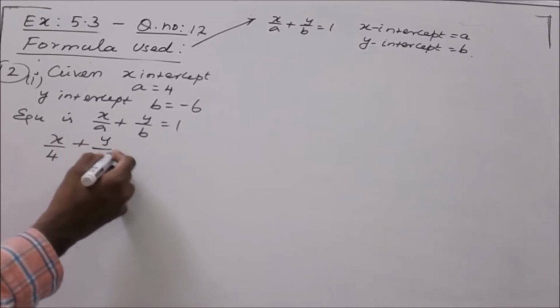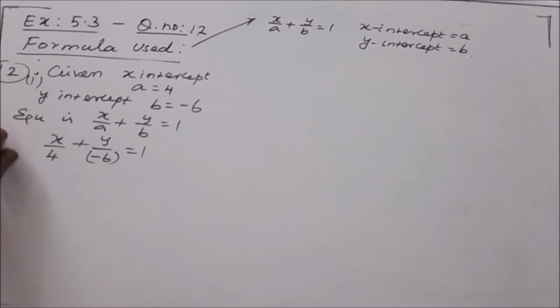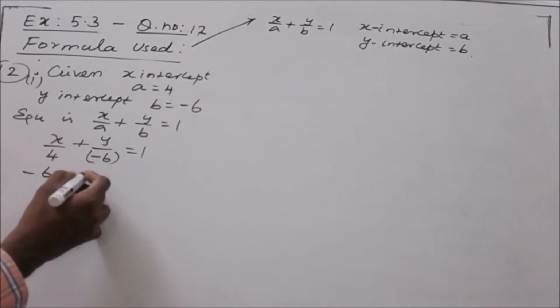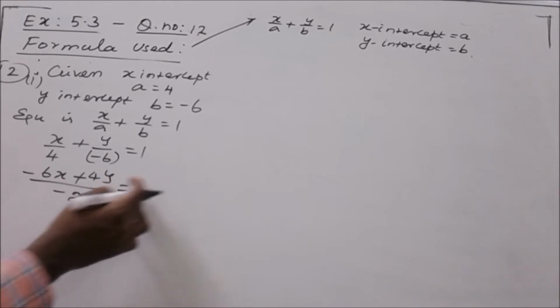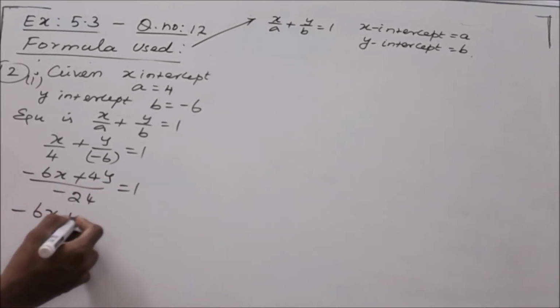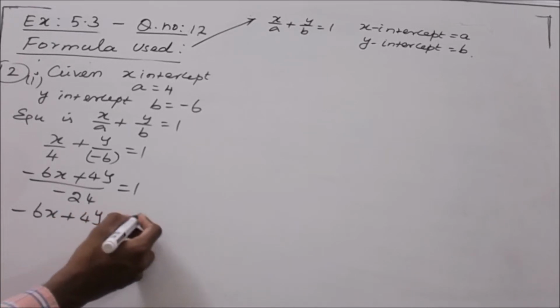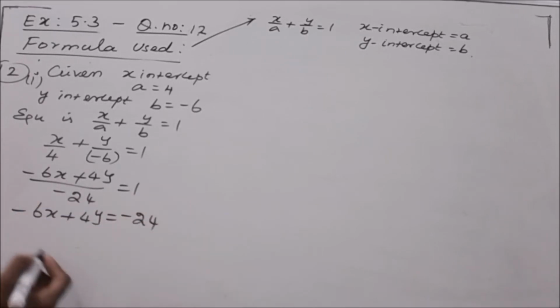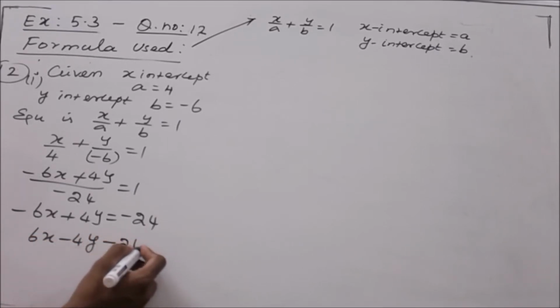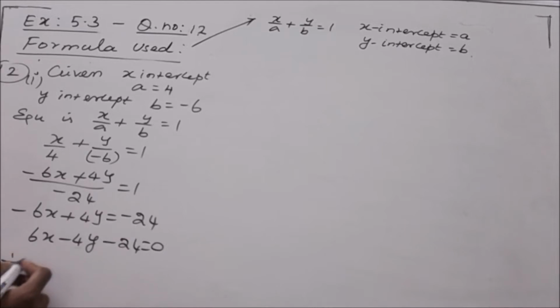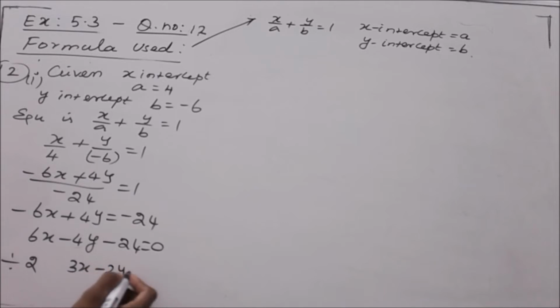x/4 + y/(-6) = 1, cross multiply, (-6x + 4y)/(-24) = 1, so -6x + 4y = -24. Grouping one side, 6x - 4y - 24 = 0. Divide all the terms by 2, 3x - 2y - 12 = 0 is the required equation. This is a very important 2-mark question.